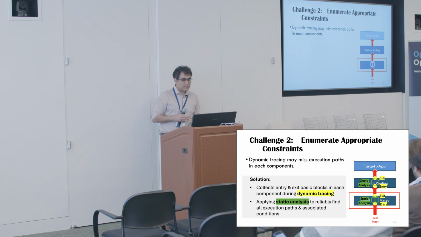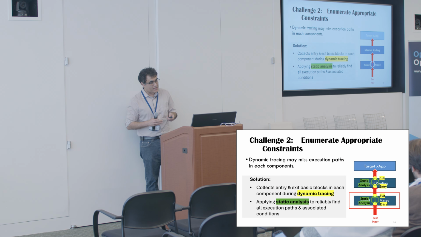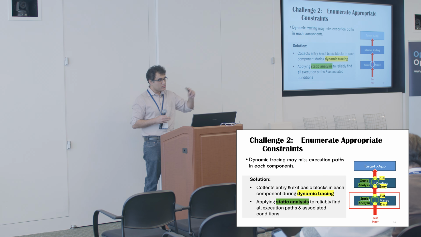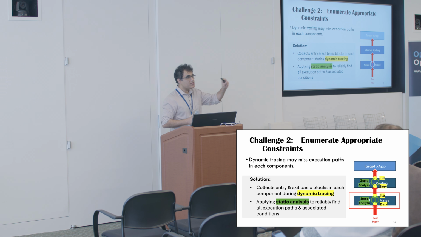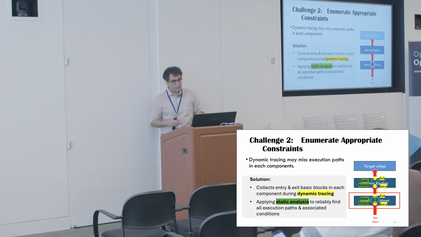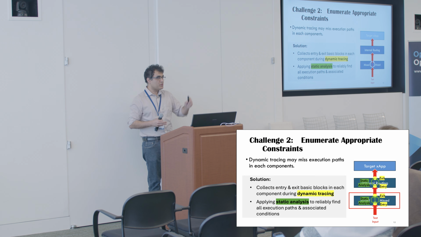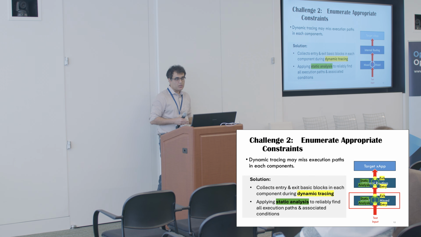So, to address this challenge, we apply static program analysis. We first know the dependency among the components, and then we know the entry and exit points for each of these components, and find all possible execution paths between the entry and exit of each component, and we do this using static analysis.